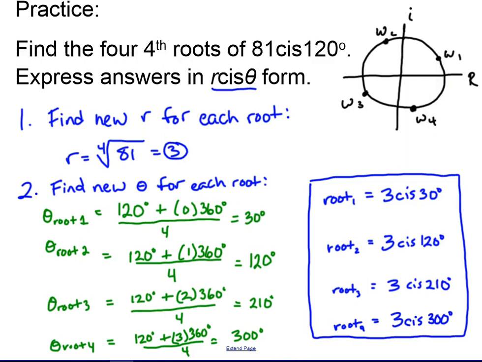And so again, the important thing to recognize is once we have our first root, we're going to be adding on 90 degrees each time. We got that first root of 30. We're going to be adding on 90 because that's 360 degrees divided by 4, the n. So we add on 90, add on 90, add on 90.